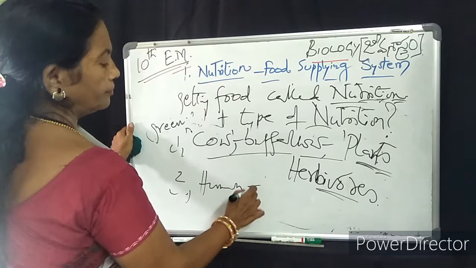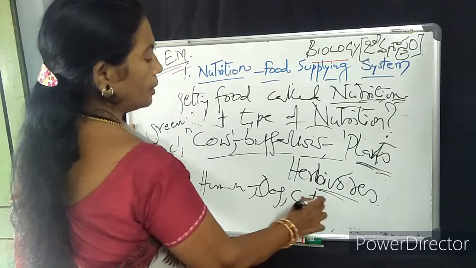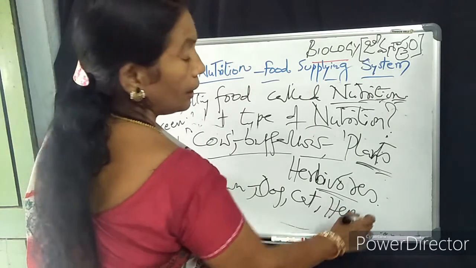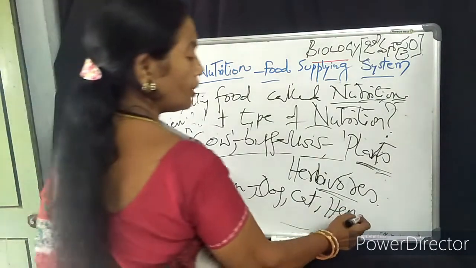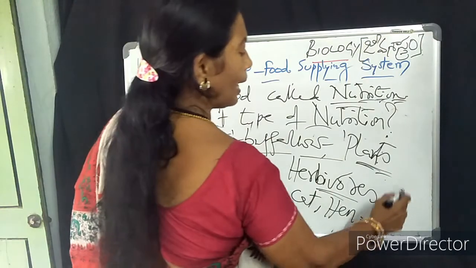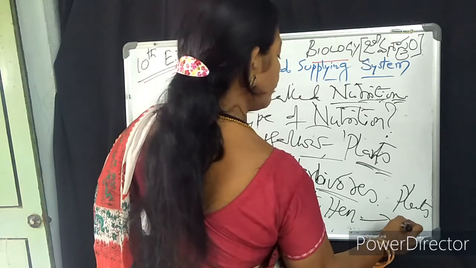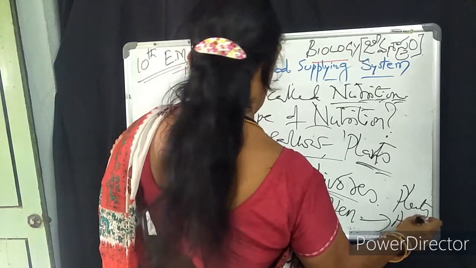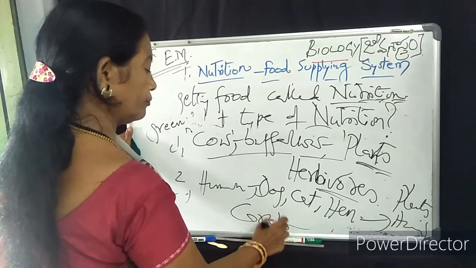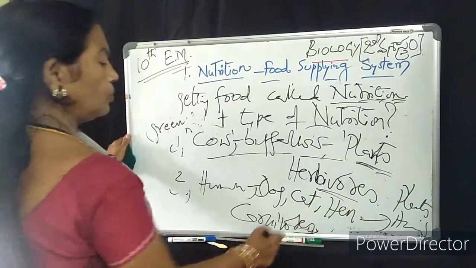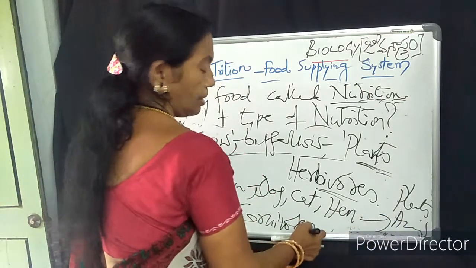human beings, dogs, cats, hens, like this. All these types of animals live on plants and animals also. So these are called carnivores, who take food from animals. They are called carnivores.